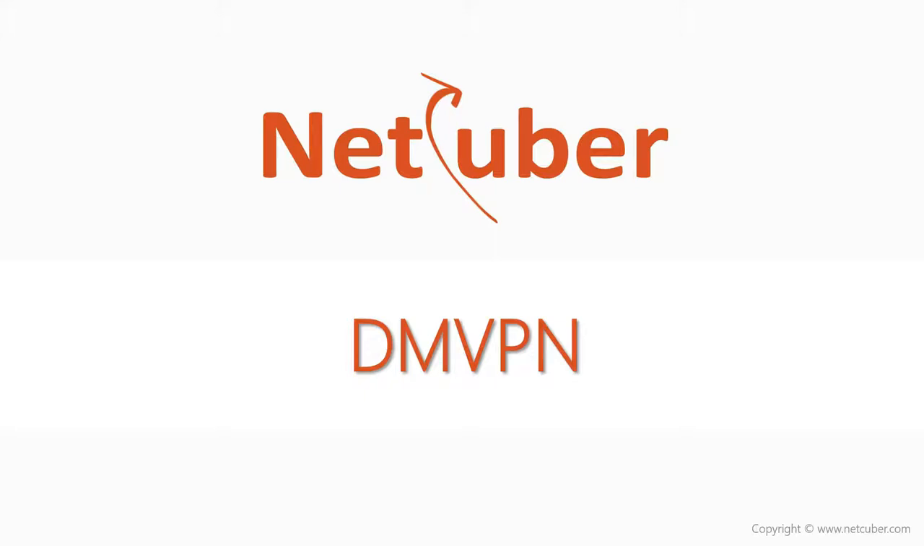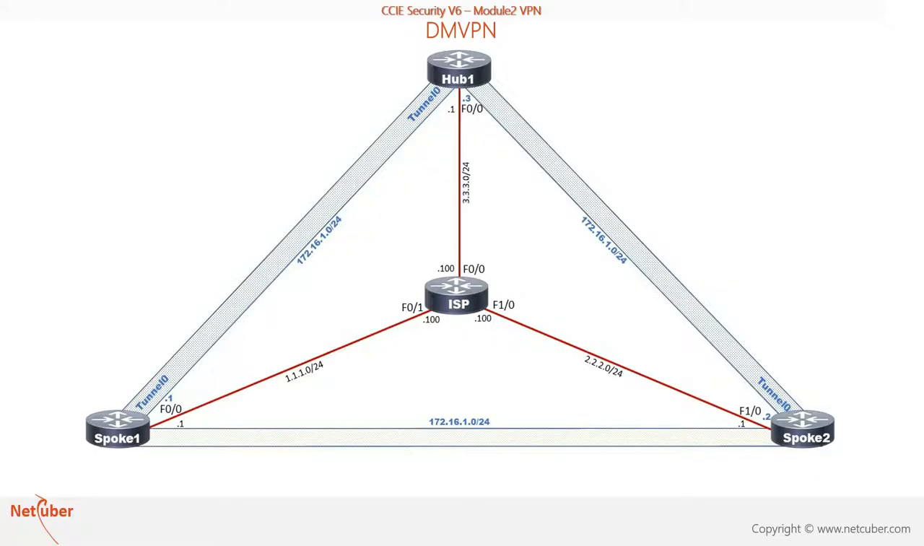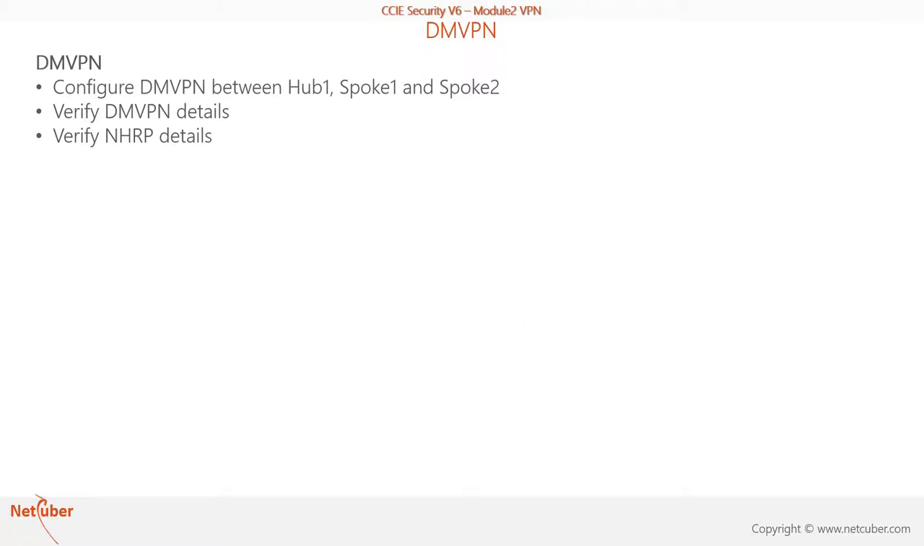In this session, we are going to discuss DMVPN. Here is our topology with the hub, spoke 1, spoke 2 and ISP router. We aim to establish DMVPN, dynamic multi-point VPN from spoke to hub.